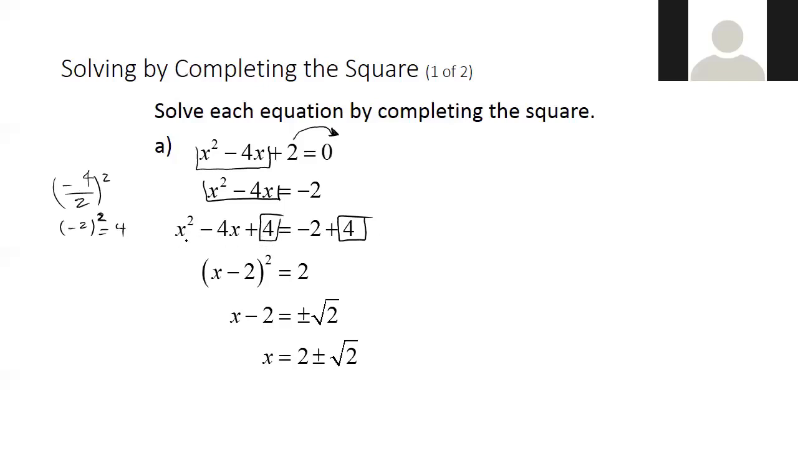So if I factor this by trial and error method, that would be x and x, and that would be 2 and 2. Both have to be minus.